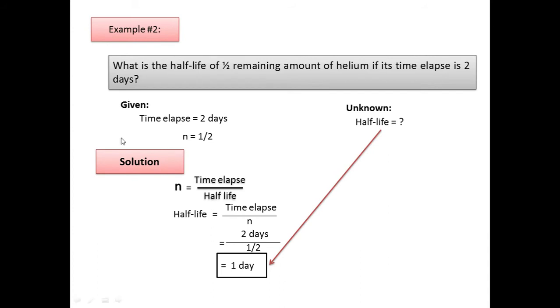Meaning to say, the half-life of a 1/2 remaining amount of helium during the time interval of 2 days is 1 day lang. So ibig sabihin, in every 1 day, half-life of 1/2 remaining, ibig sabihin yung 1/2 na natira, kasi 2 days yung time elapse. So ibig sabihin, to get the half of this 1/2, kailangan natin ng 1 day interval para makuha natin yung ma-decay naman yung half of the 1/2. So the answer for that is 1 day.